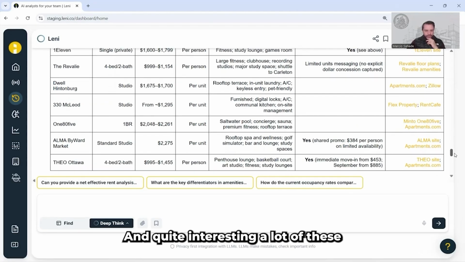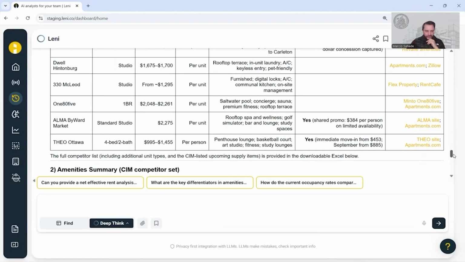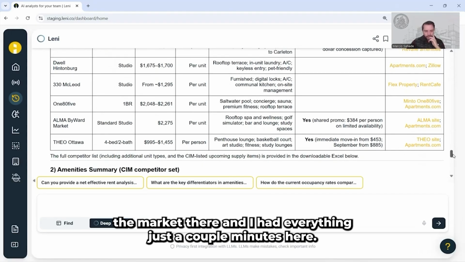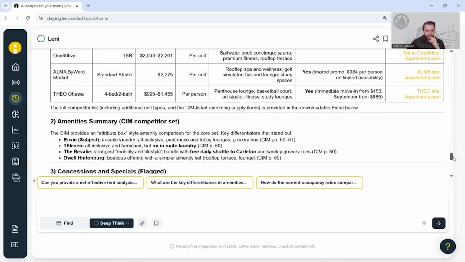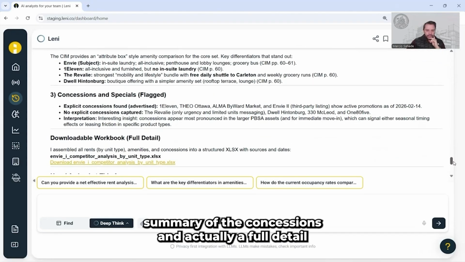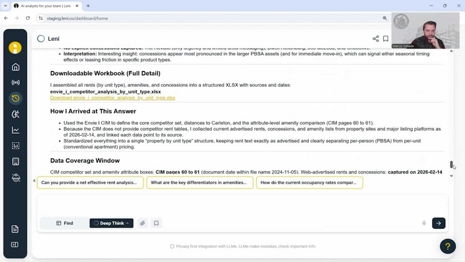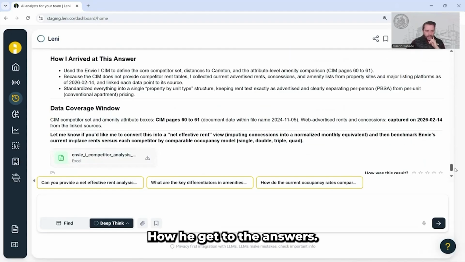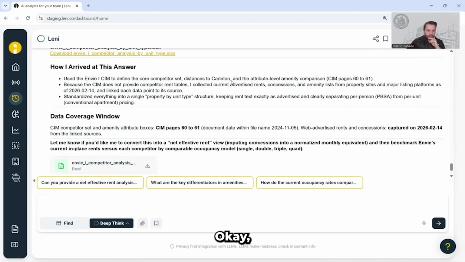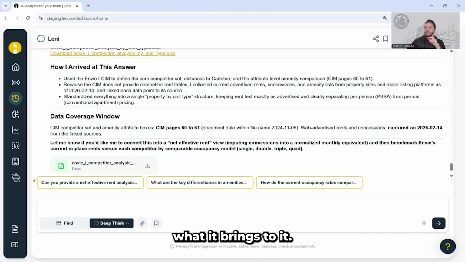Quite interesting. A lot of these I had to manually look for, try to understand the market there, and I had everything in just a couple of minutes here. Great. A summary of the amenities, summary of the concessions, and actually a full detail downloadable Excel file and how he got the answers. Okay, so let's see what it brings to it. Let's open. Okay.